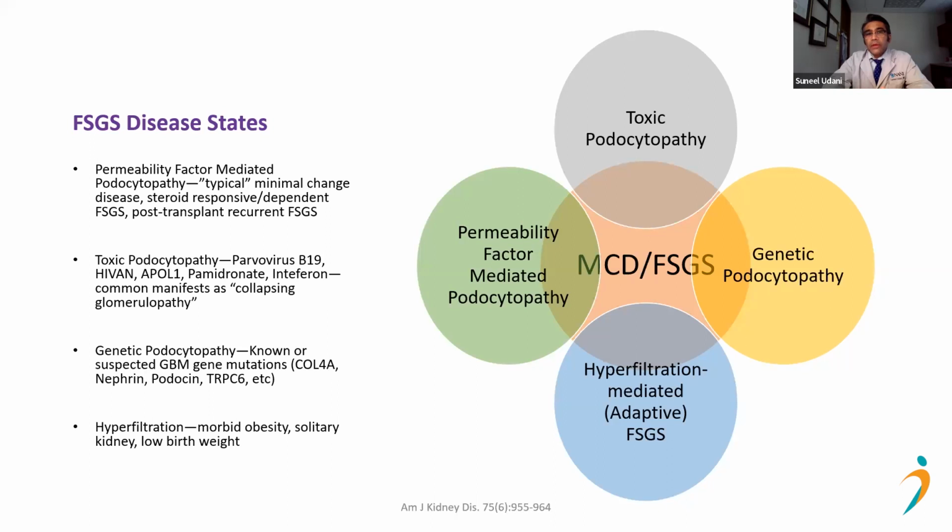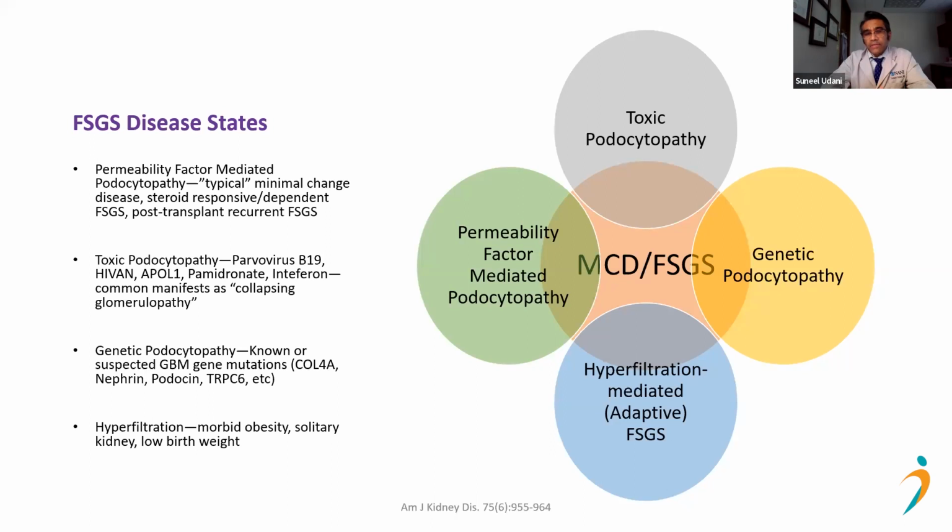On the left, in the green, is this immune-mediated process where, typical minimal change disease, steroid-responsive or steroid-dependent FSGS, recurrent FSGS, we really think this is immune-mediated, and we think this is due to some as yet undefined permeability factor. It makes the glomerulus much more permeable to protein loss. Whether that's an antibody, whether that's some other protein, that's still to be determined, and it probably is multiple things in different people.